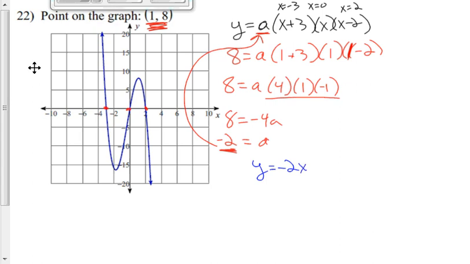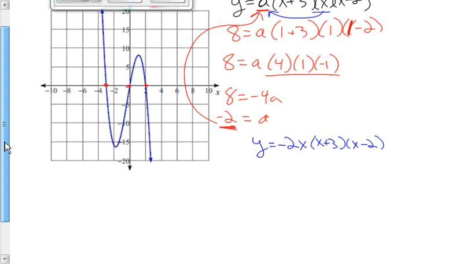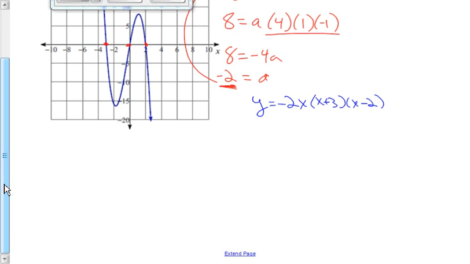I'm going to put the x next to the 2. It's a little more standard way of writing it. And then x plus 3, x minus 2. That's factored form. And then to get standard form, we simply multiply this whole thing out.